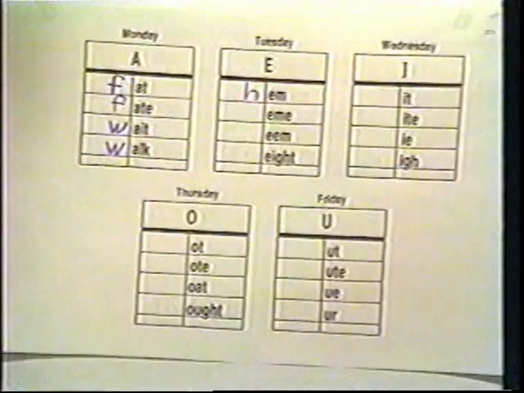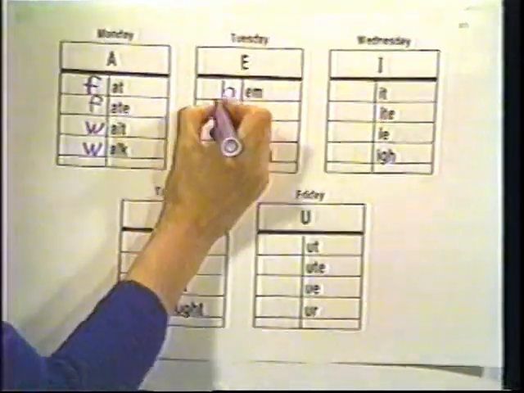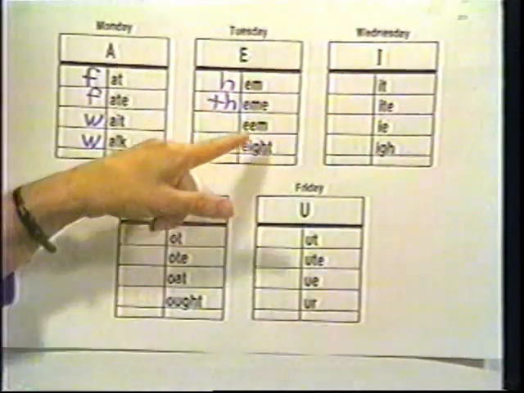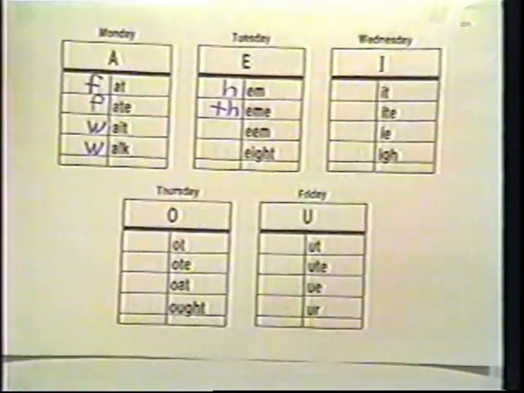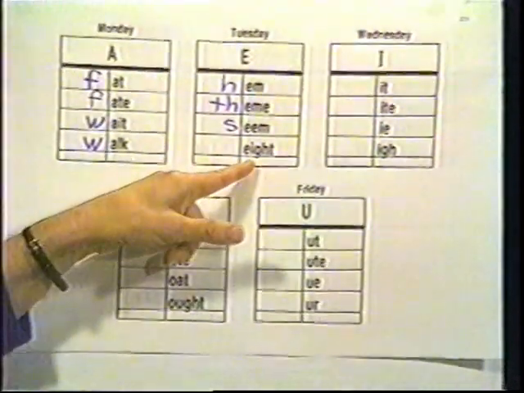What's the word? Hem. Why is this family long? Because it has an E at the end. What's the family? Eam. Add TH. What's the word? Theme. Why is this family long? Because there are 2 vowels together. What's the family? Eam. Add an S. What's the word? Seam.